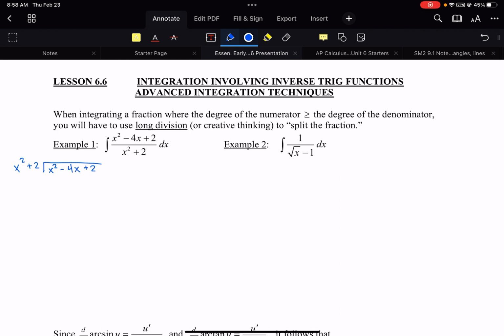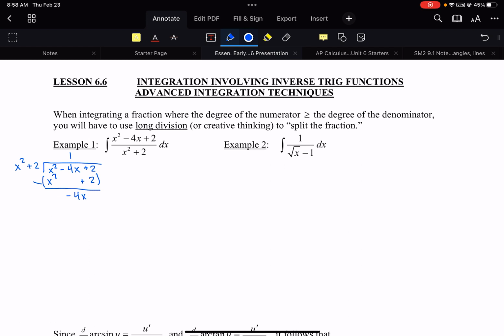So you're going to put whatever's on the denominator on the outside of your division bar, and then you're going to compare: what do you multiply x squared by to get x squared? That's a 1, so you put a 1 on top, and then you multiply the x squared plus 2 by 1, you get x squared plus 2, and then you're going to subtract these. So this whole thing is being subtracted. So then you just end up with a negative 4x.